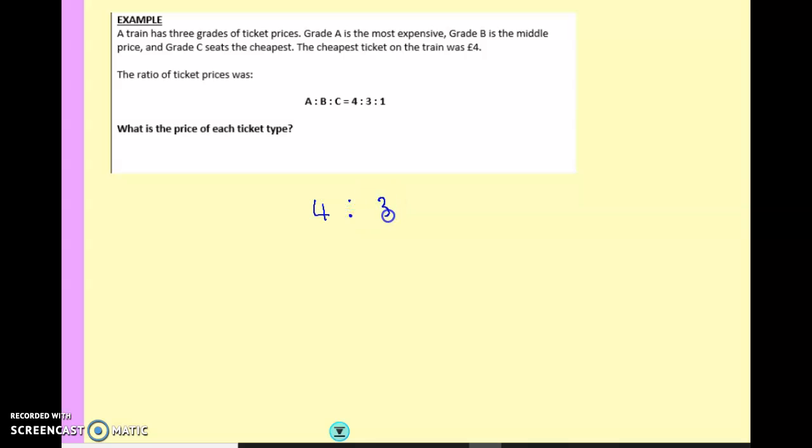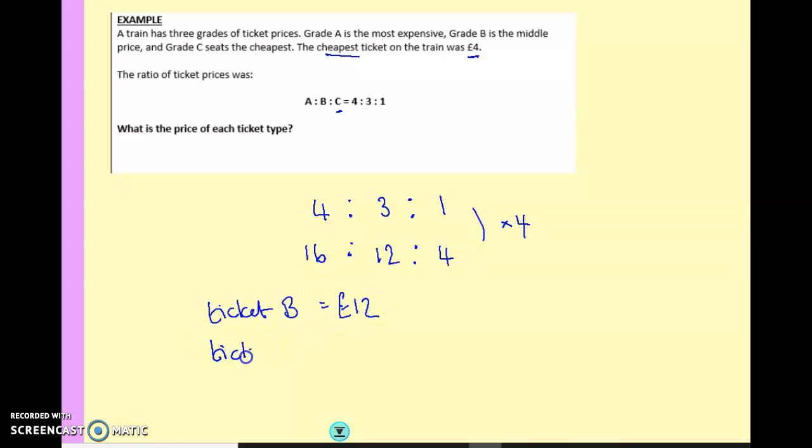My ratio is 4 to 3 to 1. The cheapest ticket was £4, so my C was £4. To get from 1 to 4, I've times by 4, so I need to do the same with the other two. 3 times 4 is 12, 4 times 4 is 16. Let's make sure we answer the question. So ticket B is £12. Ticket A, £16. And just so we are clear, ticket C was the cheap one at £4.